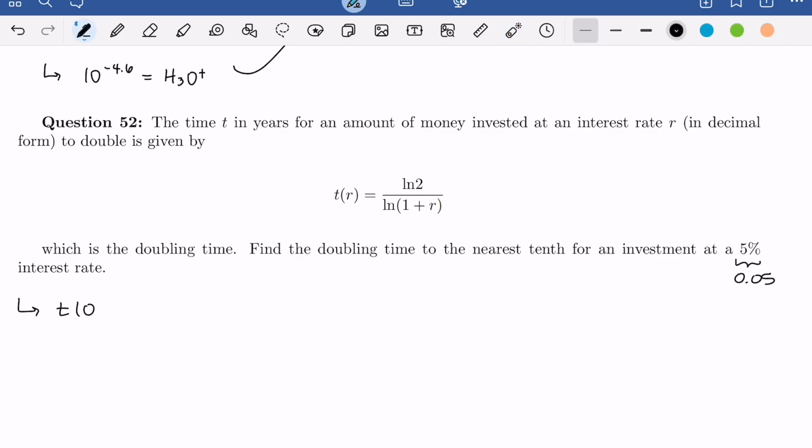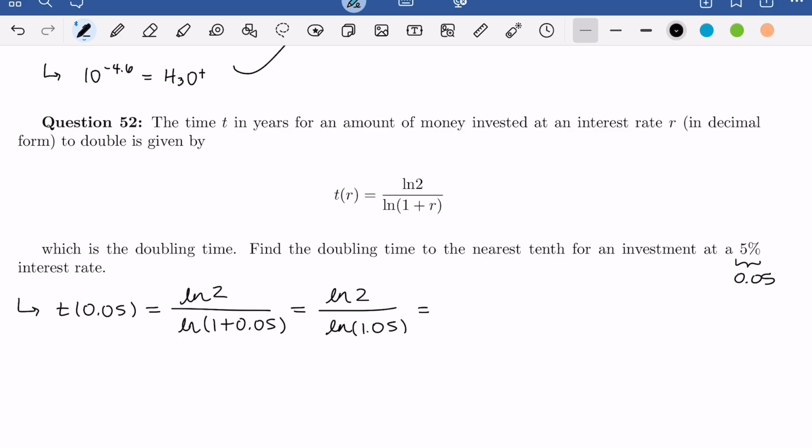So we're going to have t of 0.05 is equal to ln of 2 over ln of 1 plus this interest rate. So let's simplify what's in the parentheses here. We're going to have ln of 2 over ln of 1.05. Now from here, it's pretty simple. We're just going to plug in ln of 2 divided by ln of 1.05 into our calculator, and this is going to give us approximately 14.21 years.